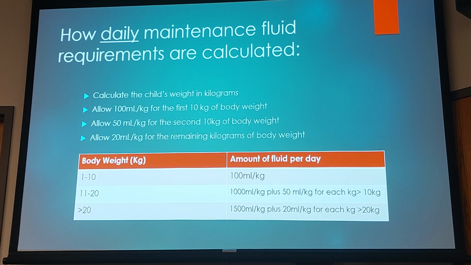Equal replacement, no deficit here. We're just talking about maintenance. So if they're sick and they're not going to be feeding, we want to keep an even, steady flow of their hydration. So we take their weight in kilograms and we do this calculation, and it gets a little confusing because we're going to do 100 milliliters per kilo for the first 10 kilograms of their body weight. So let's see, what was my example? 29 kilos. Let's start with 29.